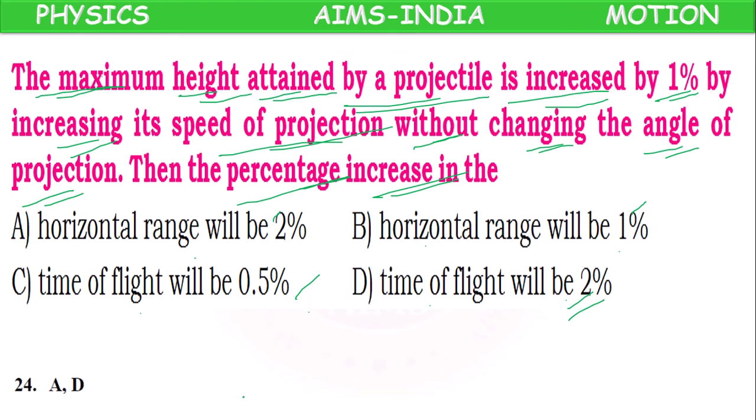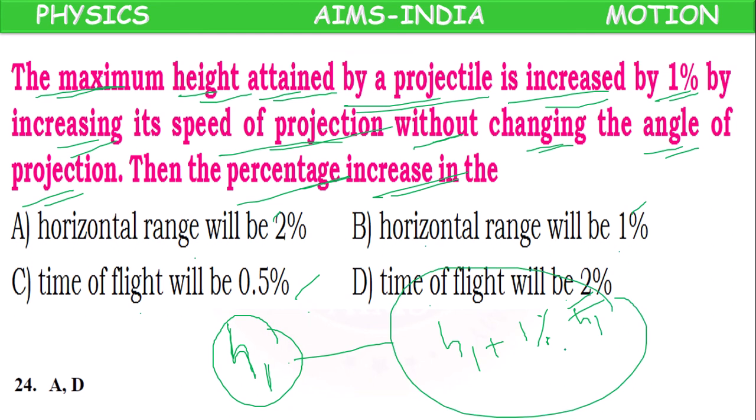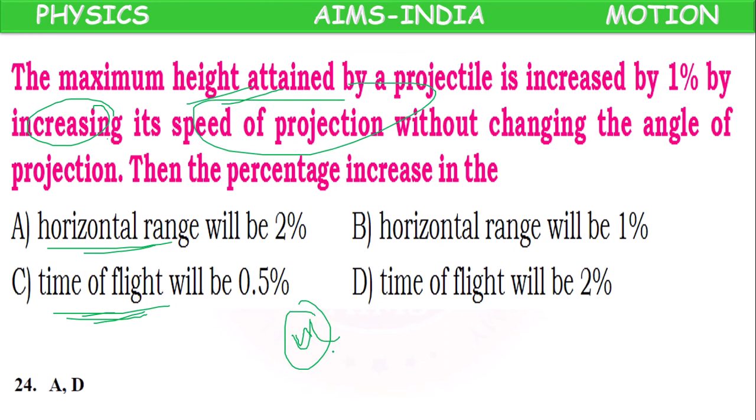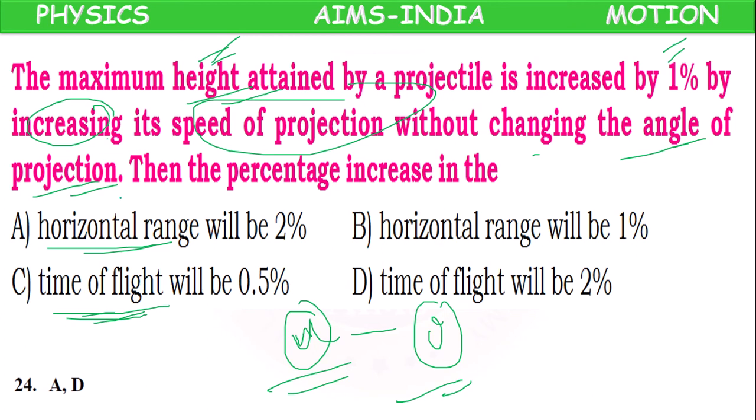If the maximum height attained by the projectile in the beginning is H1, and it is increased by 1%, meaning H1 plus 1% of H1, then it will become H2. If the height attained is increased by 1%, what will be the increase in horizontal range and in time of flight? Here the height is increased by increasing the speed of projection, the U value, but not changing the angle of projection. Without changing theta, if U is increased and the height is increased by 1%, what will be the increase in range and time of flight?